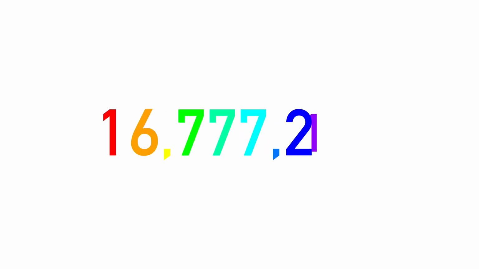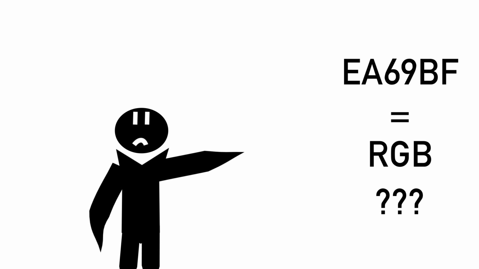This means that there are a total of 16,777,216 colors that the RGB system provides. Now, how does the RGB system relate to the hexadecimal codes?